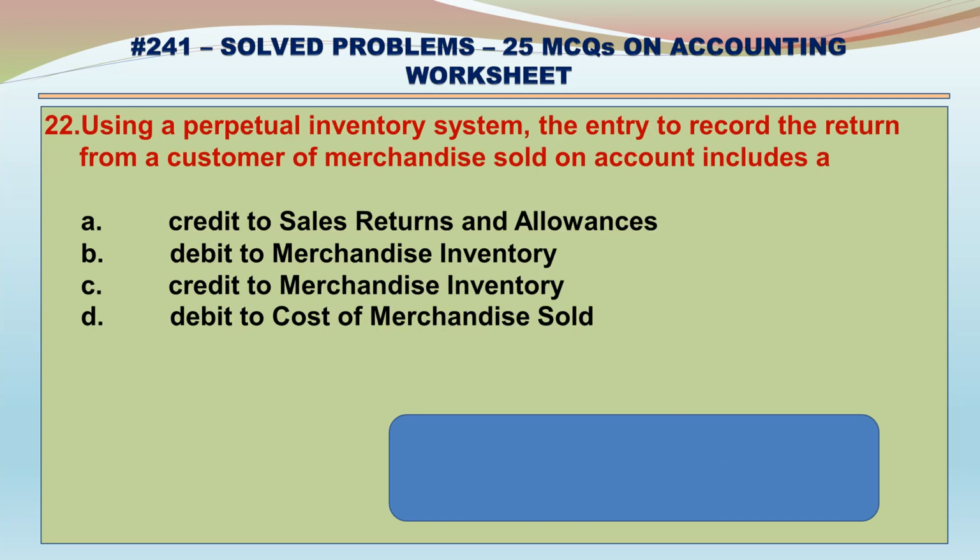22. Using a perpetual inventory system, the entry to record the return from a customer of merchandise sold on account includes: Option A. Credit to sales returns and allowances. Option B. Debit to merchandise inventory. Option C. Credit to merchandise inventory. Option D. Debit to cost of merchandise sold. Answer D. Debit to cost of merchandise sold.